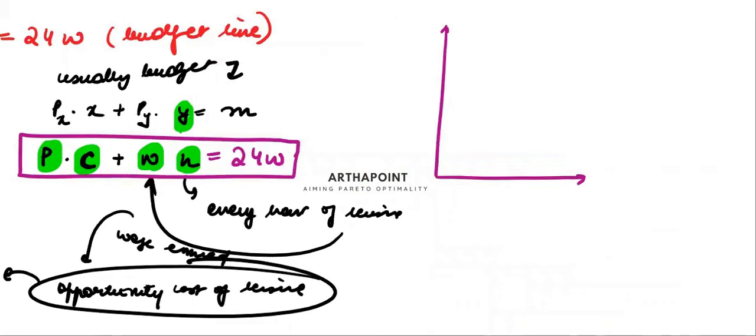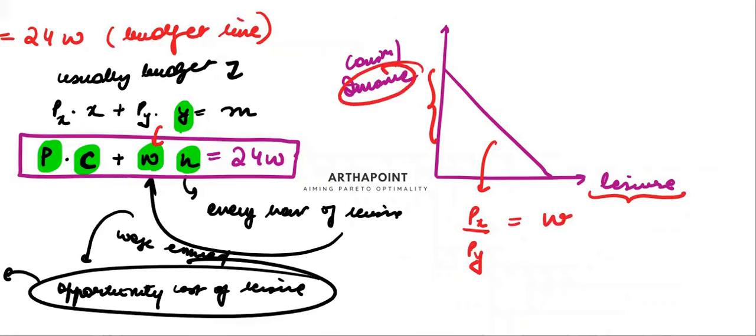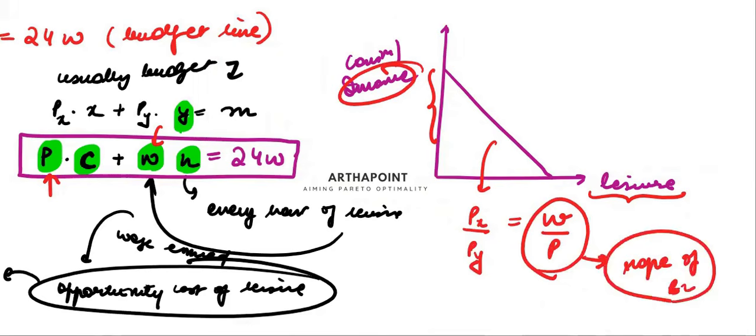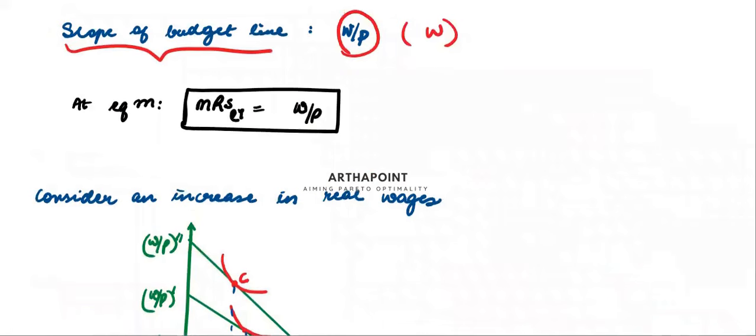Now just consider this, okay? On the x-axis, I am taking leisure. On the y-axis, I am taking consumption or income. The slope of this budget line is given by Px by Py. So what is coming on the x-axis? Leisure. What is its price? W. What is coming on the y-axis? Income. What is its price? P. So this is your slope of the budget line. So this is what we have here. The slope of the budget line is W by P, and at equilibrium it must be equal to MRS.